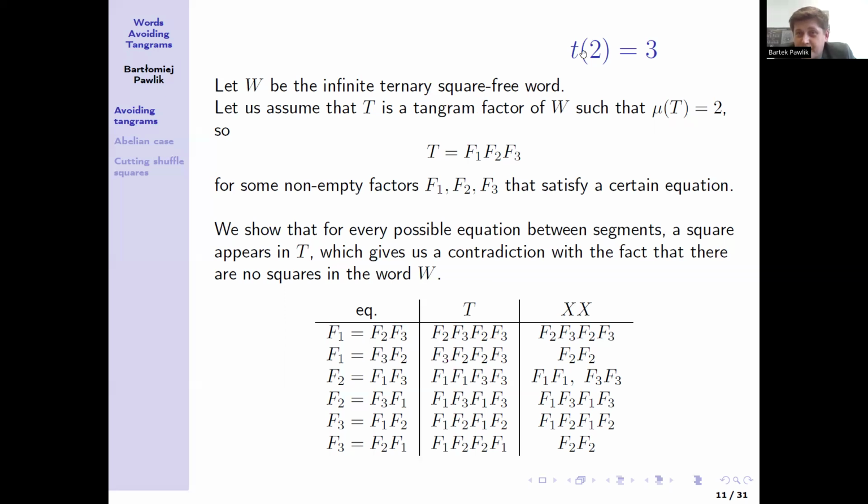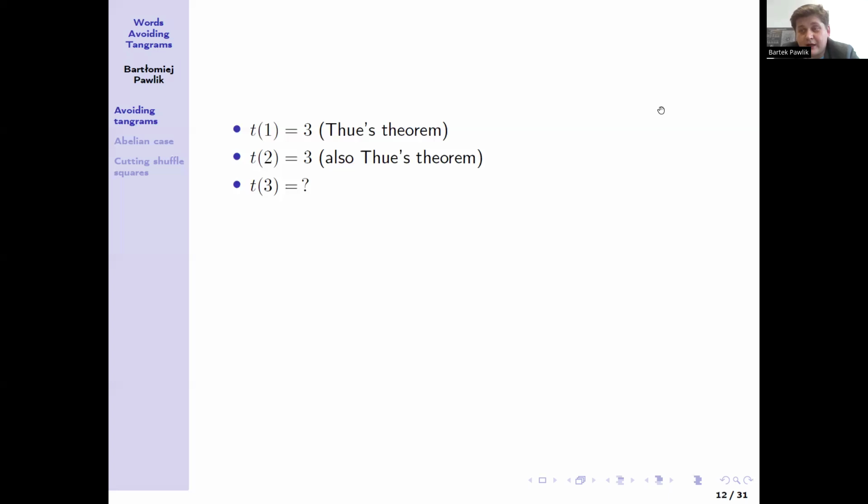So this theorem of Thue gives us that the least alphabet which allows us to avoid tangrams with cutting number 2 is 3. So we have the value of T1, T2. And the next question is, what is the value of T3?